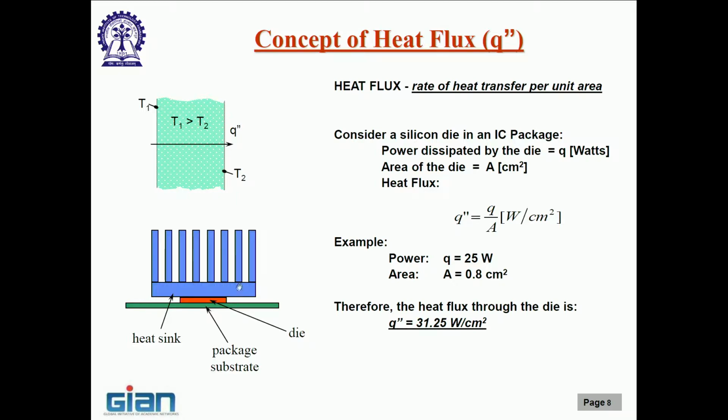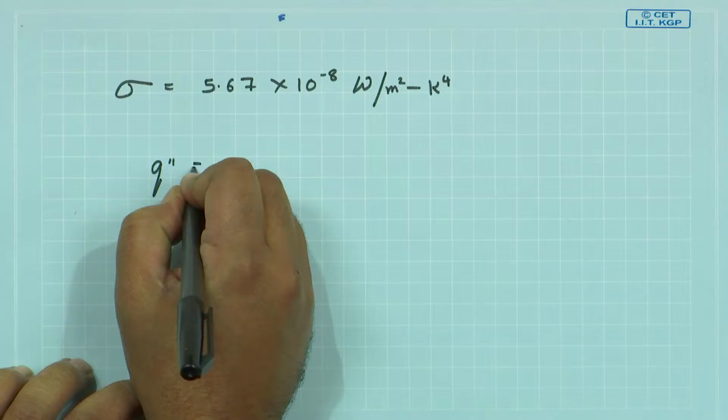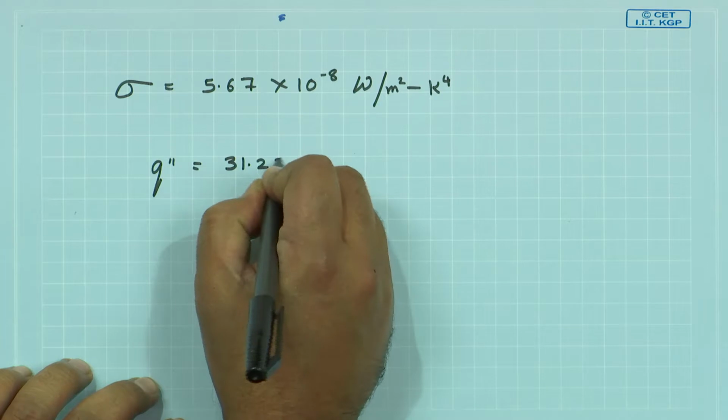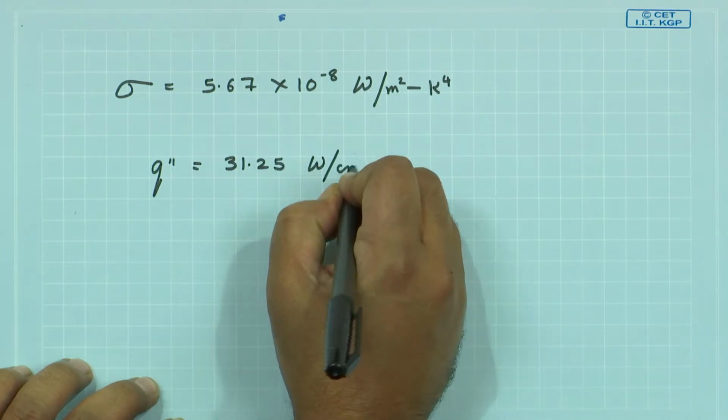Let us consider a silicon die in an IC package, the power is 25 watts, the area is 0.8 centimeter squared. So the heat flux through the die is going to be 31.25 watts per centimeter squared. This is just an example. Let us take this example and do a little bit more work here. Let us say Q double prime is told to me to be 31.25 watts per centimeter squared.